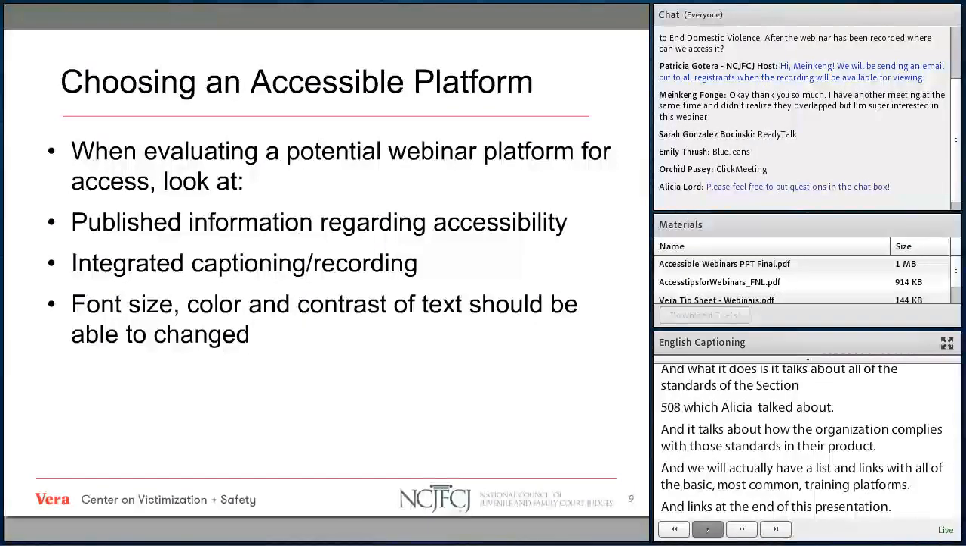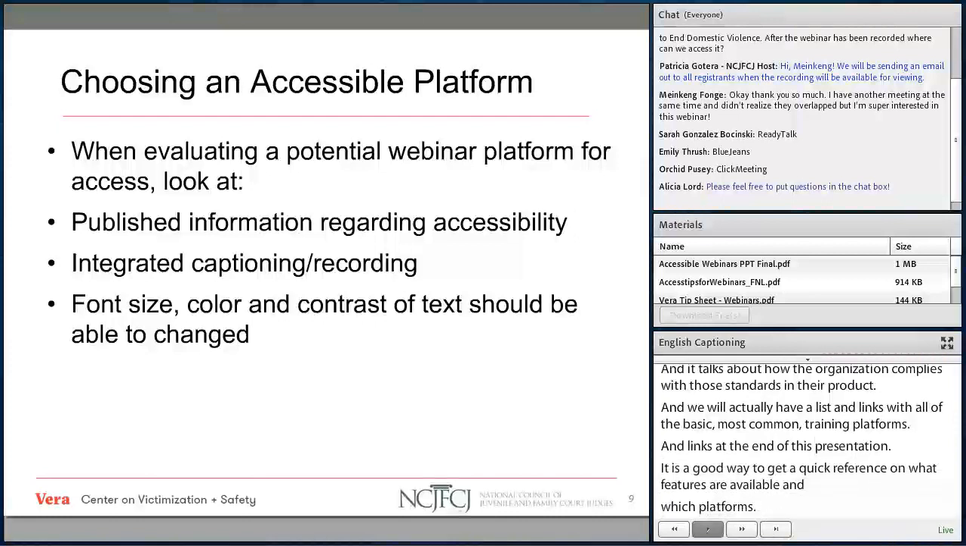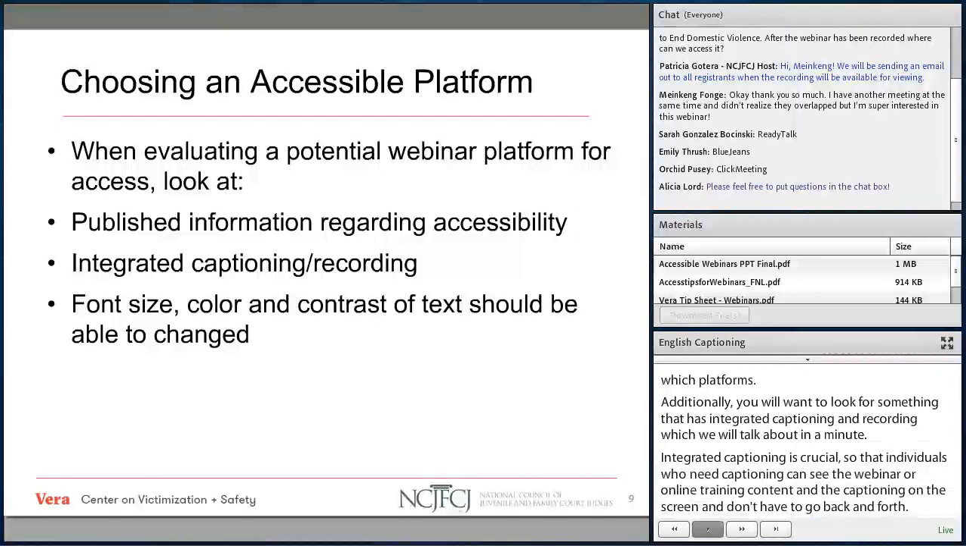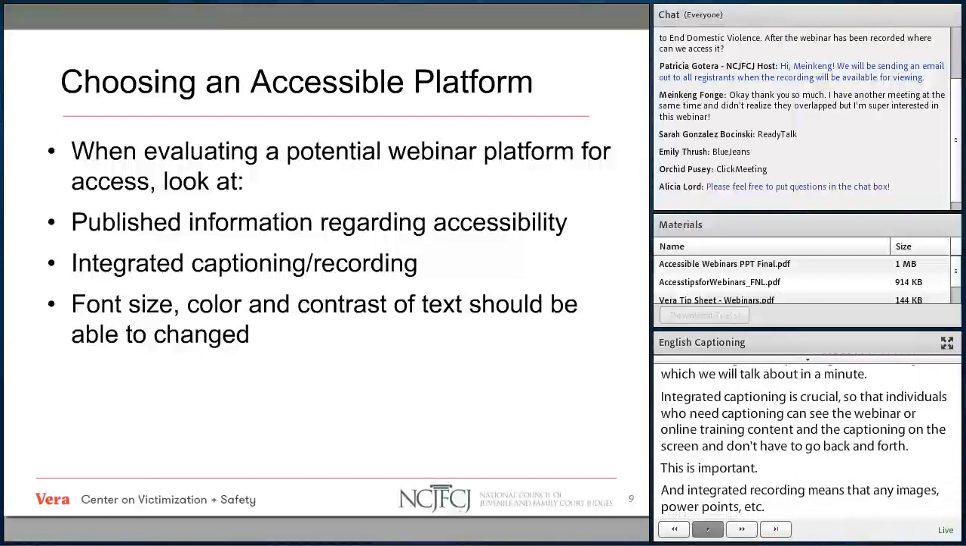Additionally, you're going to want to look for something that has integrated captioning and recording, which we'll talk about again in just a minute. Integrated captioning is crucial so that individuals who need captioning can see the webinar or online training content and the captioning on the same screen and don't have to go back and forth. Integrated recording means that any images, PowerPoints, etc. in your presentation will still be accessible via screen reader, even if it's recorded. If it's recorded through third-party recording software, that's not always the case.